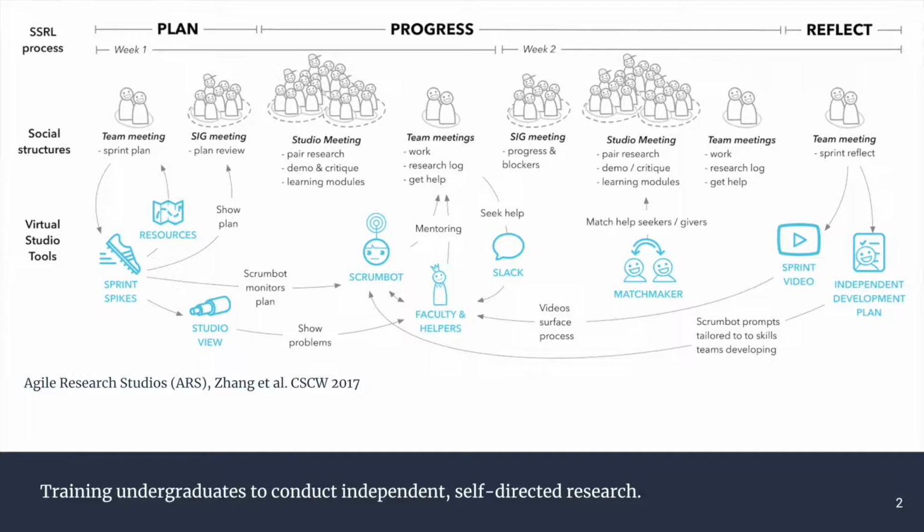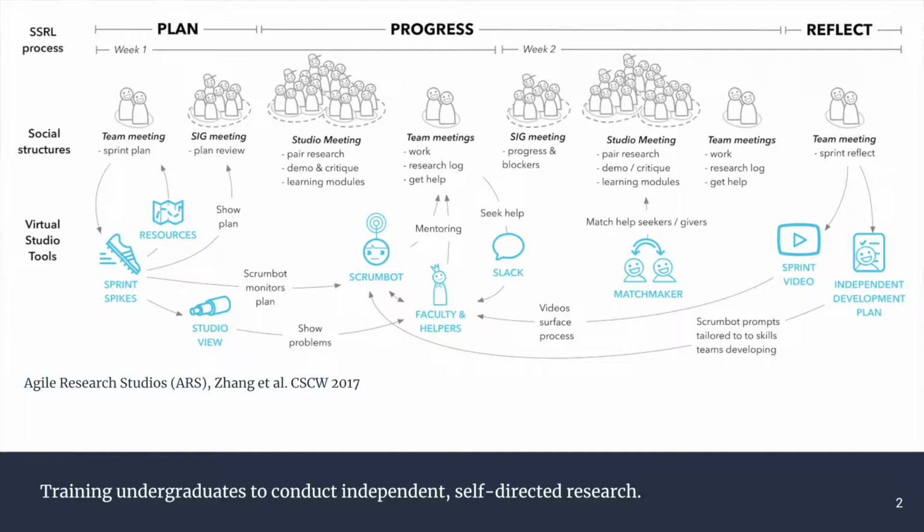Training undergraduates in conducting authentic, independent research provides them many benefits, including learning regulation skills and planning skills to actually conduct the research itself, but also learning how to deal and work on complex, ill-structured problems that they'll naturally encounter in the real world. Today, I will focus on the Agile Research Studio model of training undergraduates.